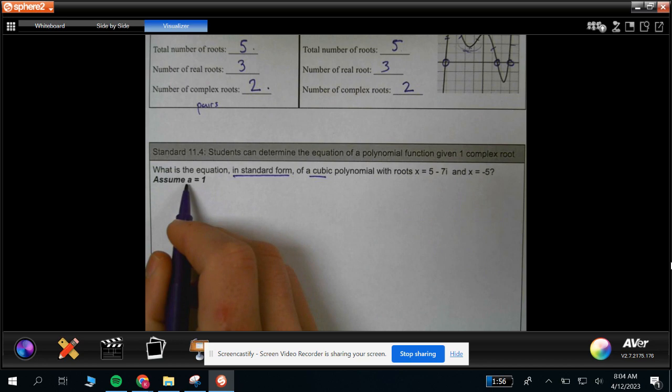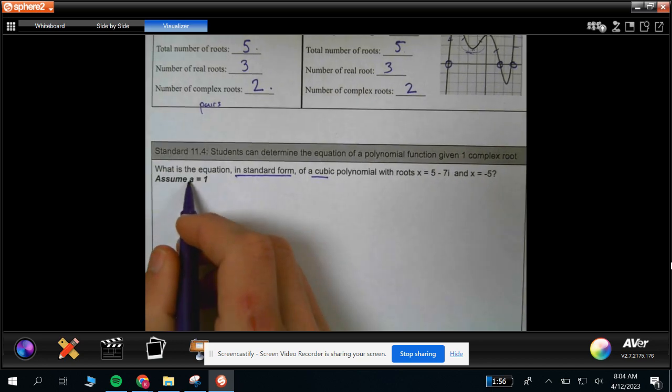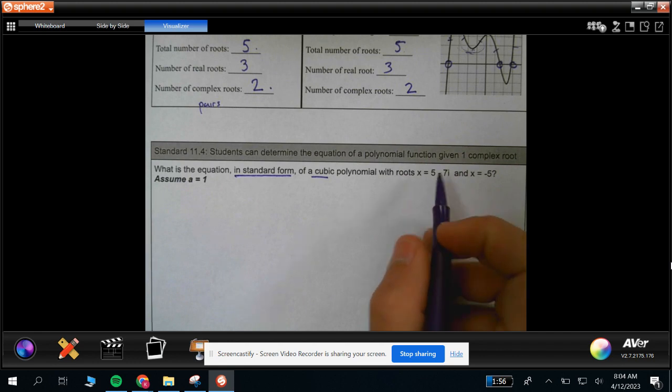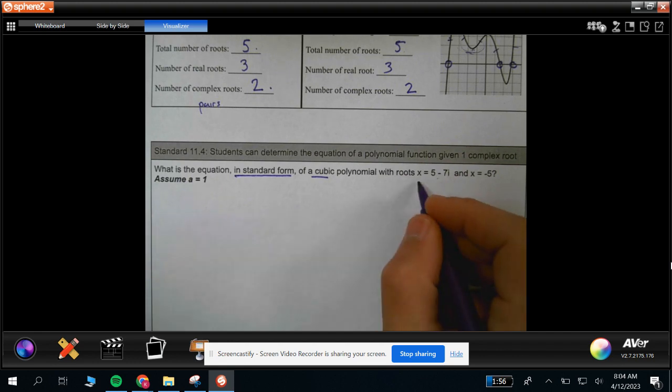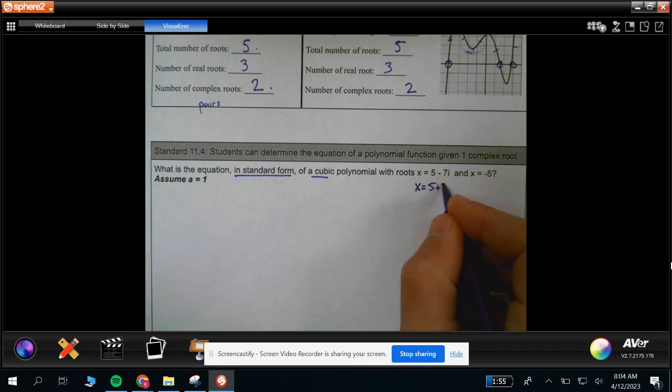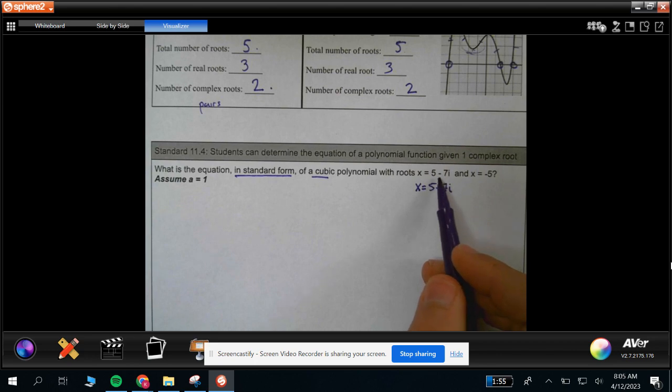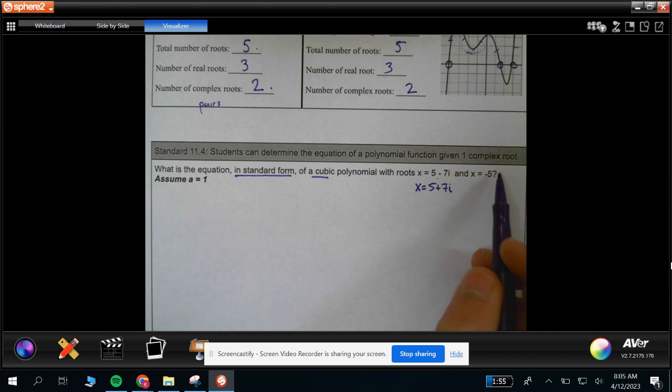Assume a equals 1. Well, my first step from this would be to say, okay, I have a complex root right here. I can't have just one complex root. They always come in pairs. The pair is the conjugate. So if I know I have x equals 5 minus 7i, what other root do I know I have? x equals 5 plus 7i. So those must be my three roots: 5 minus 7i, 5 plus 7i, the conjugates, and a real root at x equals negative 5.